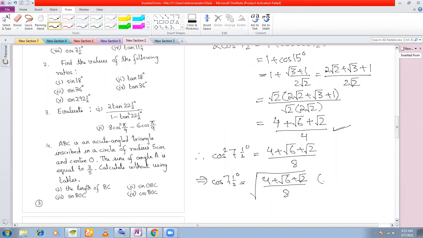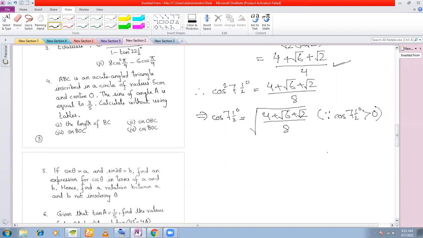Now we are taking the positive sign, because 7.5 degree is an acute angle, lies in the first quadrant. Therefore, cos 7.5 must be greater than 0. That is why when we are taking the square root, we take only the positive sign. So you get root over of 4 plus root 6 plus root 2 divided by root 8, and you can convert root 8 to 2 root 2, and that is the value of cos 7.5.